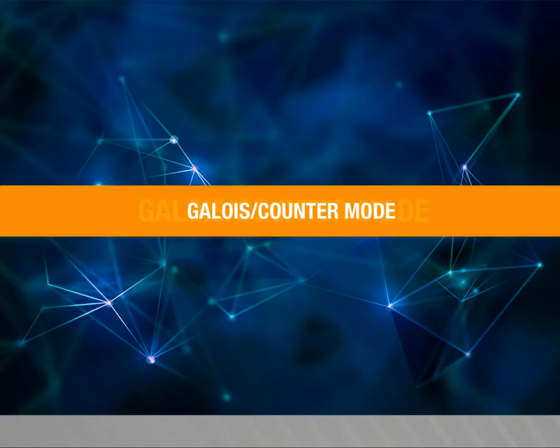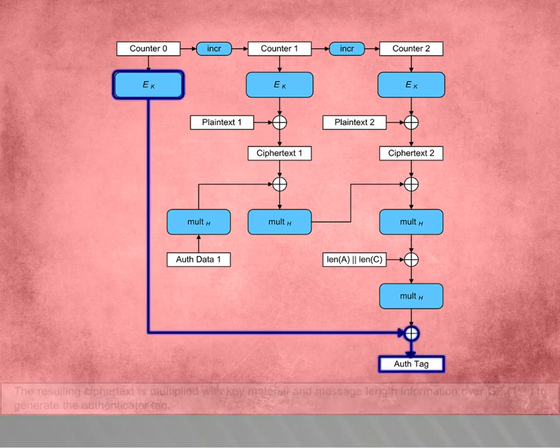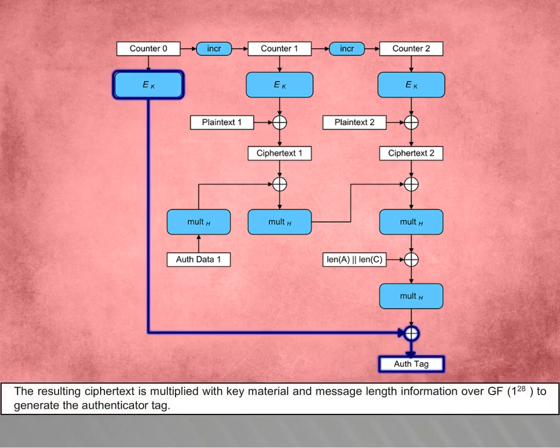Galois counter mode. In this video, we are going to see about Galois counter mode. The Galois counter mode GCM mode of operation is designed to be parallelizable so that it can provide high throughput with low cost and low latency. In essence, the message is encrypted in a variant of CTR mode. The resulting ciphertext is multiplied with key material and message length information over GF(2^128) to generate the authenticator tag.